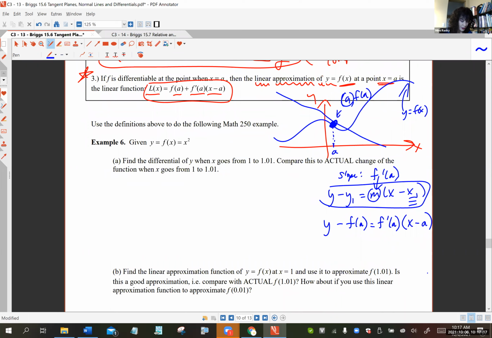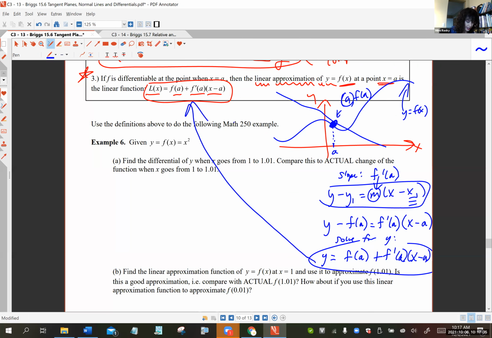All right, well, keep going. Now, if you solve this for y by adding f of a to both sides, you'll notice something. Does anybody notice something between the equation of the tangent line after I solve it for y, and this thing right here? Can you compare for me? What do you notice?